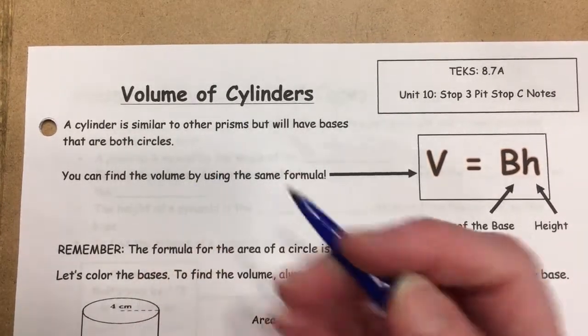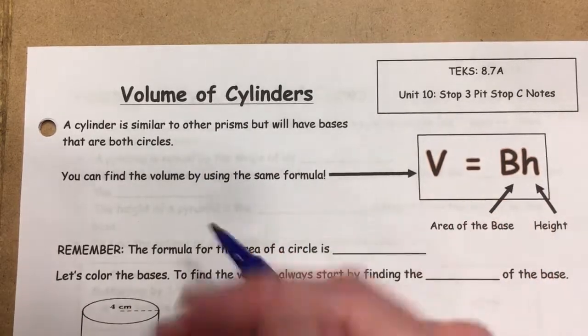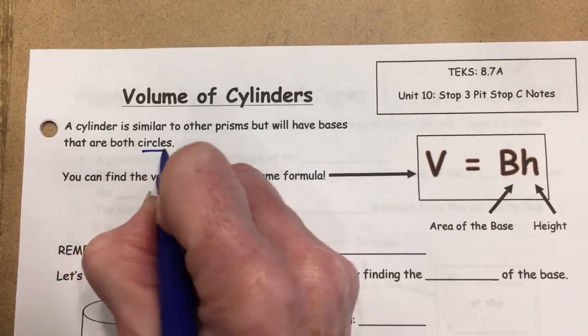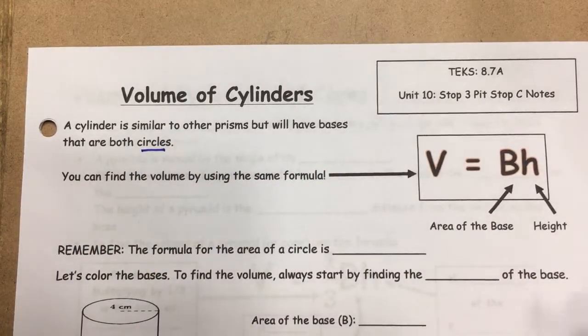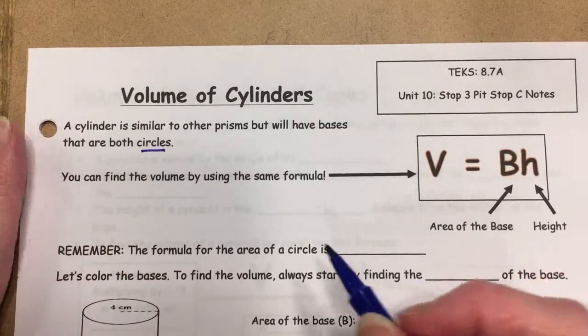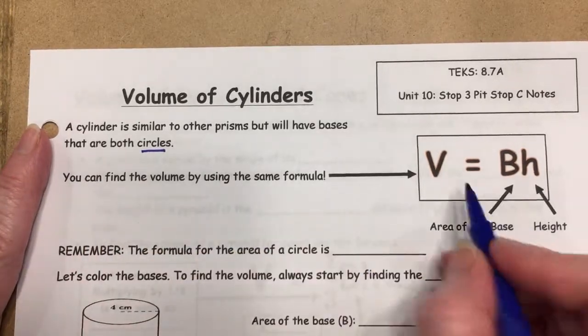It's very similar to the other prisms, but instead of having triangular bases or rectangular bases, both of the bases are going to be circles. So a cylinder is just a special name really for a circular prism. You can find the volume using the same formula.